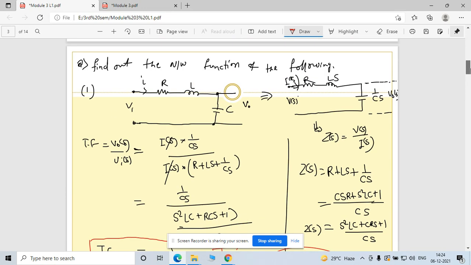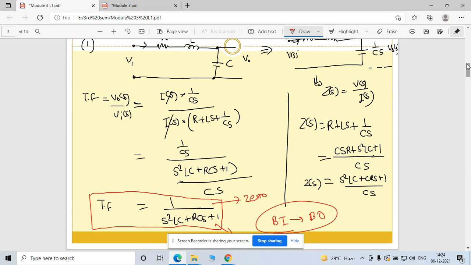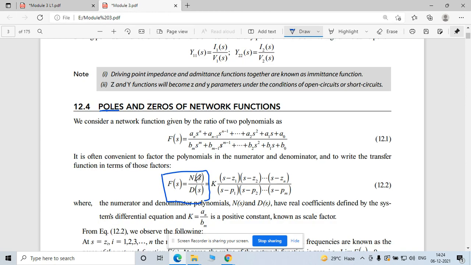Later, you will have a control systems subject. In that you have to study all these things deeply, means transfer function and how to comment on stability. But from the network point of view, please keep this in mind while solving problems. So this is your transfer function. Now the numerator term represents your zeros, and the denominator term represents your poles, right?